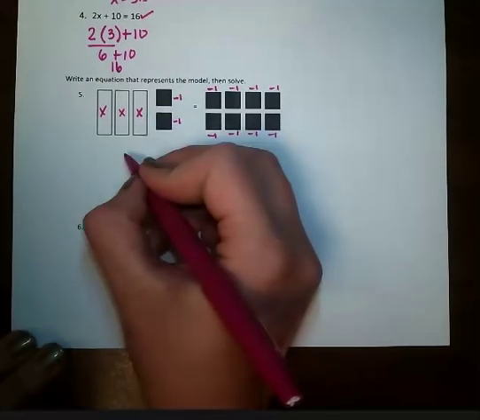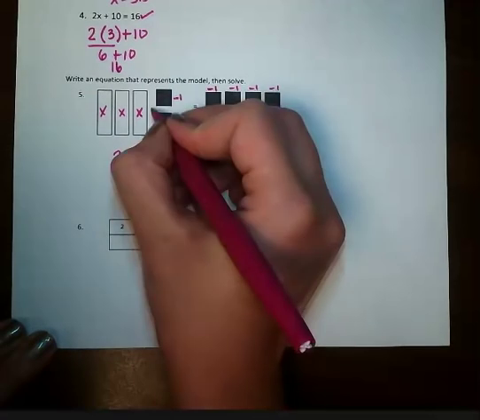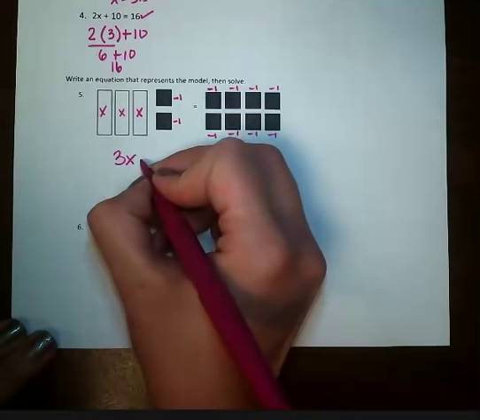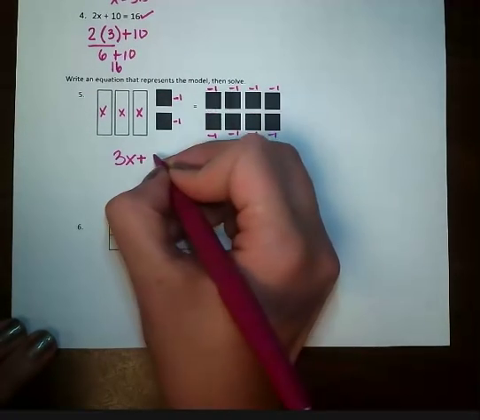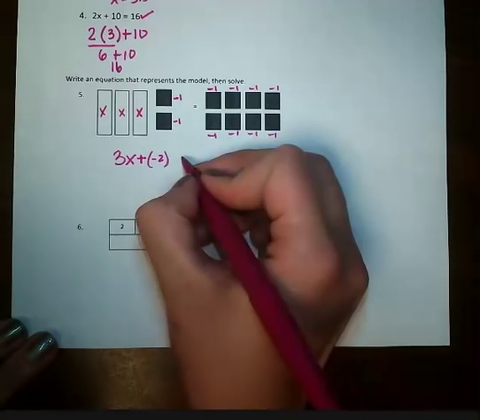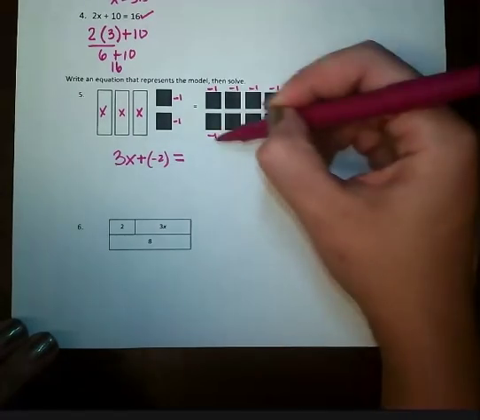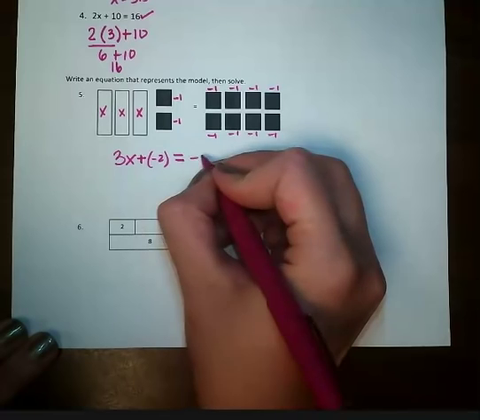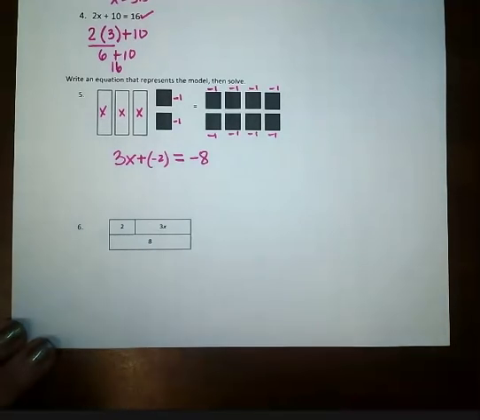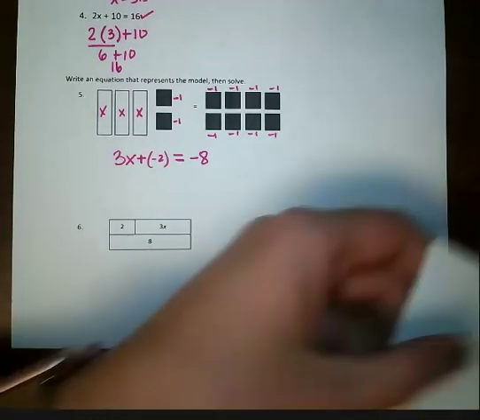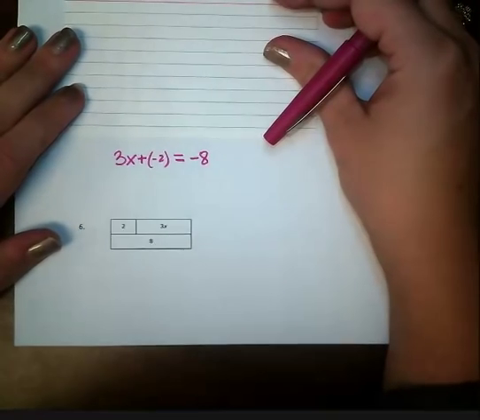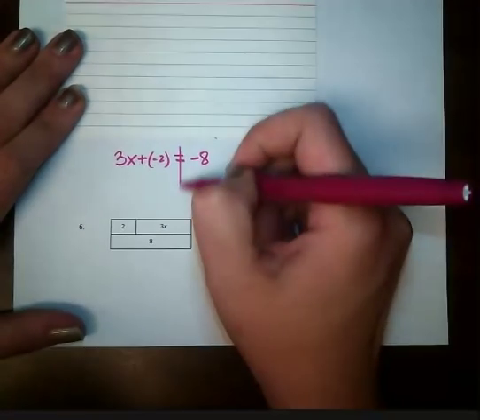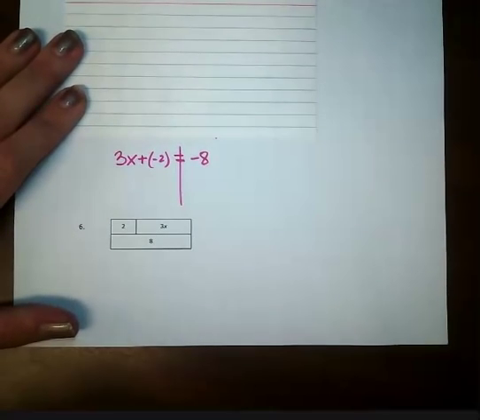So we've got 3 x's. It's going to be 3x and 2 -1s. So 3x and -2. And that's all equal to, and over here, we have a -8. So 3x plus -2 equals -8. And one of the things we talked about in class was once you have written that equation, you don't need the model anymore because we know how to solve really well.